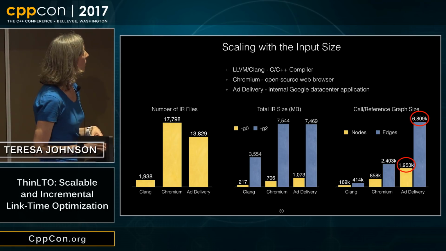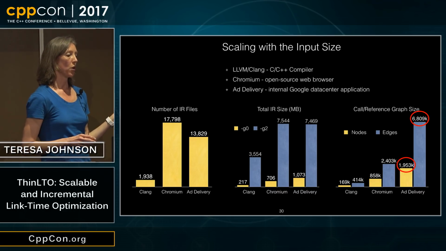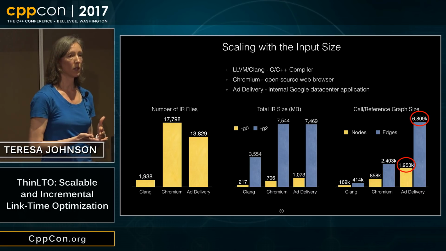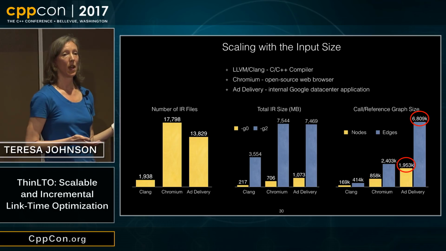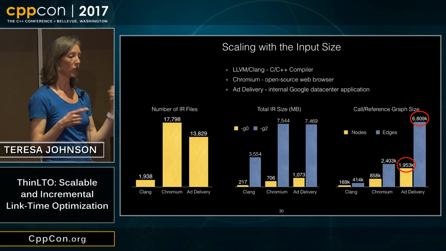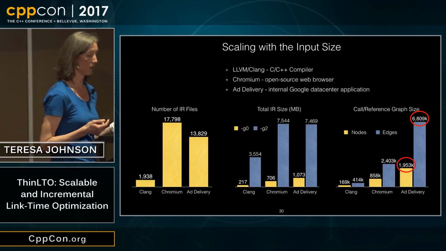So if you look at, for example, Ad Delivery, the number of nodes, which is the number of functions in the program and the number of global variables in the application, is more than 10 times larger than Clang. And the number of edges, or the number of calls and references between those, is more than 15 times the size of Clang. So that's really large.